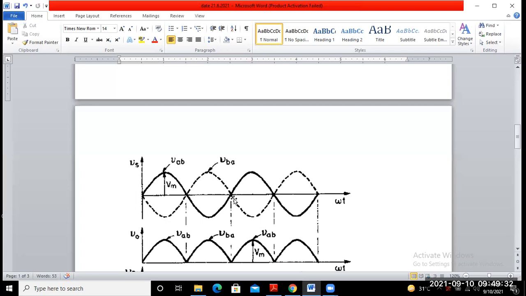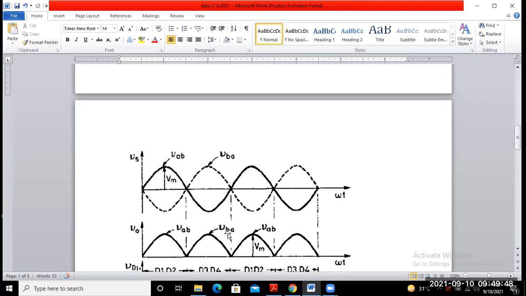Now we try to draw the output voltage corresponding to that. As we already explained, the load is pure resistive. So we first try to draw the output voltage. The output voltage starts from this point, 0 to pi. Whatever the supply voltage waveform from 0 to pi, that will appear in the output voltage, and during this period diodes D1 and D2 conduct.